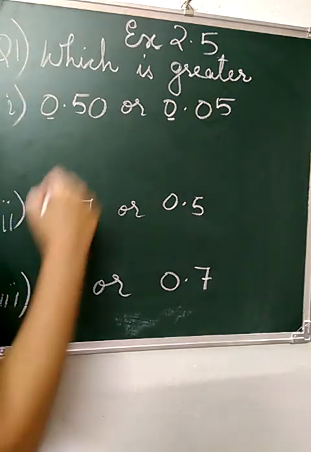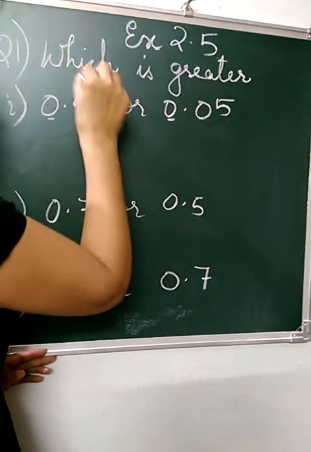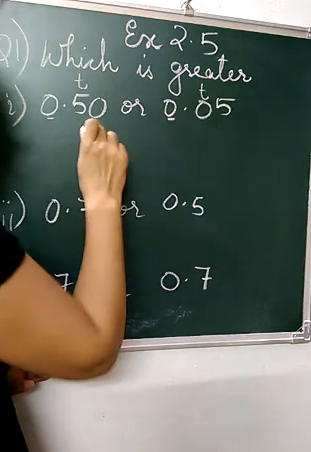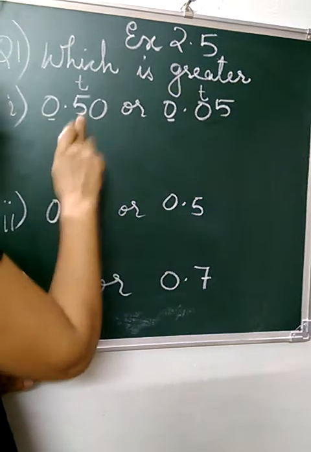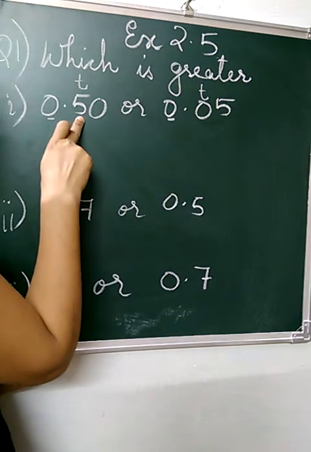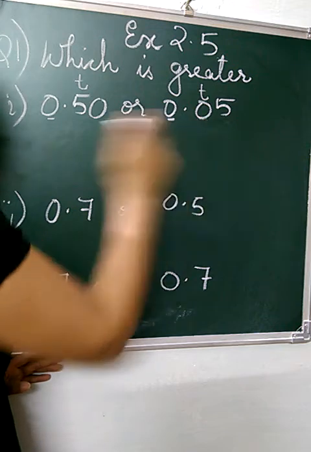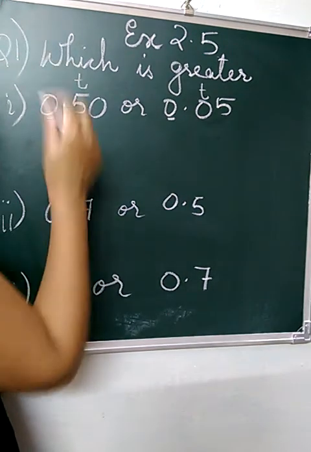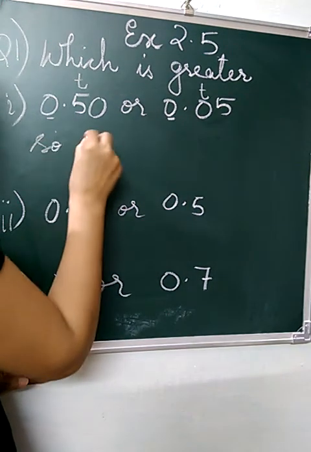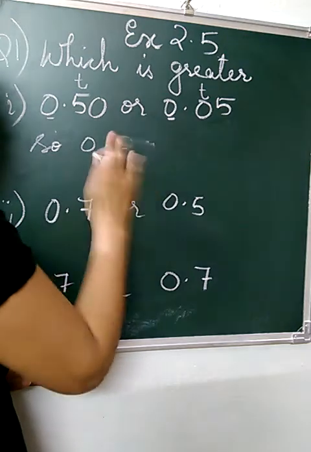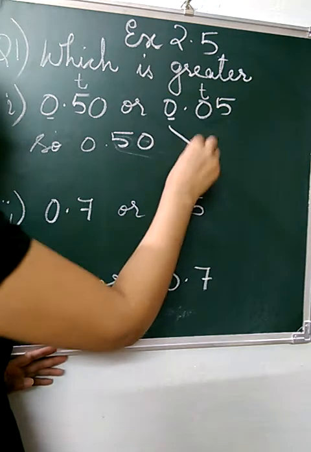Okay. Also, if you don't want to do this, you can check the 10th place. What is at the 10th place? 5, 0. 5 is bigger, so this number is greater. So 0.50 is greater than 0.05.